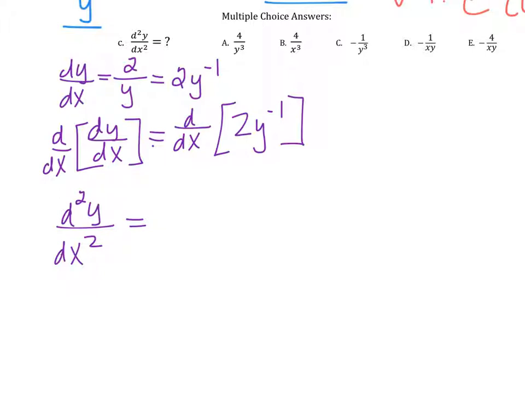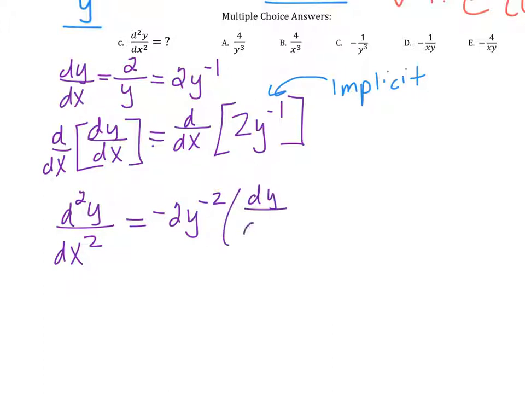So I'm going to do implicit differentiation on 2y to the negative 1. The derivative of that with respect to y would be negative 2y to the negative 2. But I'm taking the derivative with respect to x, so I'll get dy/dx. You will always get a dy/dx when you're taking the derivative. Okay? You've got to plug in what this is.